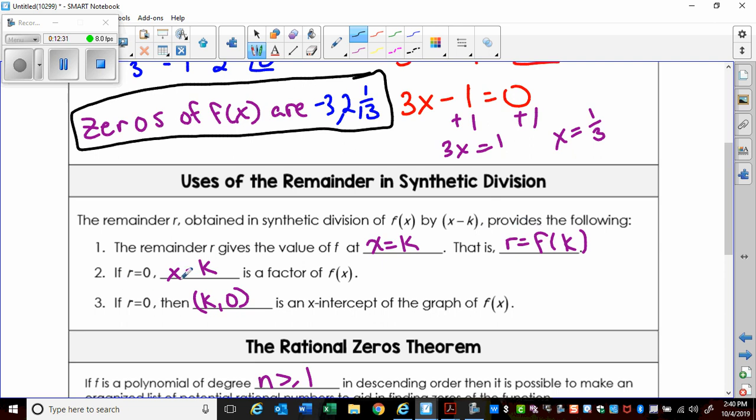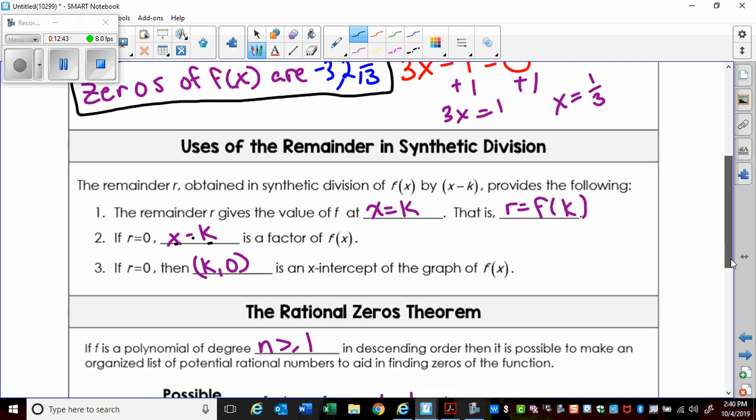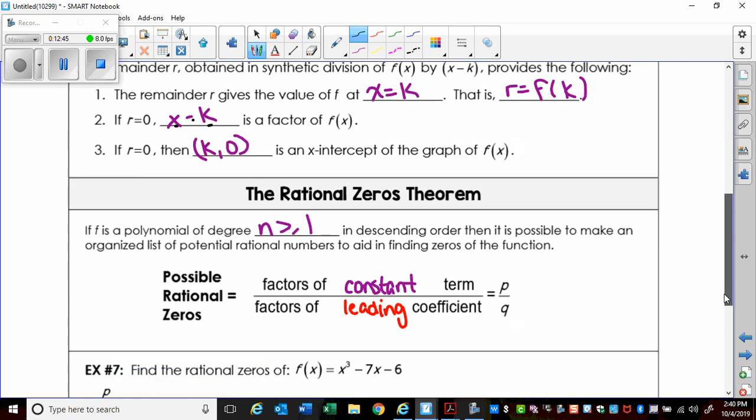If r equals 0, then x minus k is a factor. So if we don't have a remainder, then that's a factor. If r equals 0, then k is going to be an x-intercept, or a zero, or a solution. There's a lot of names for that.